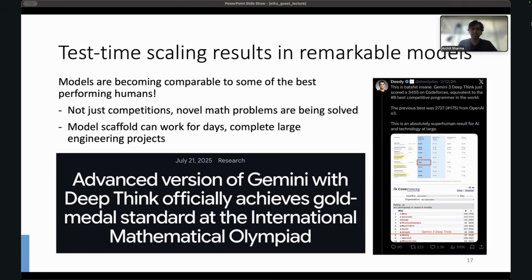And scaffoldings like Claude Code can now work for days to complete large engineering projects. So to put all of this in a nutshell, over the last year and a half, test time scaling has been one of the significant drivers of improvements in AI systems, and they're resulting in systems which are now producing real output in the world.